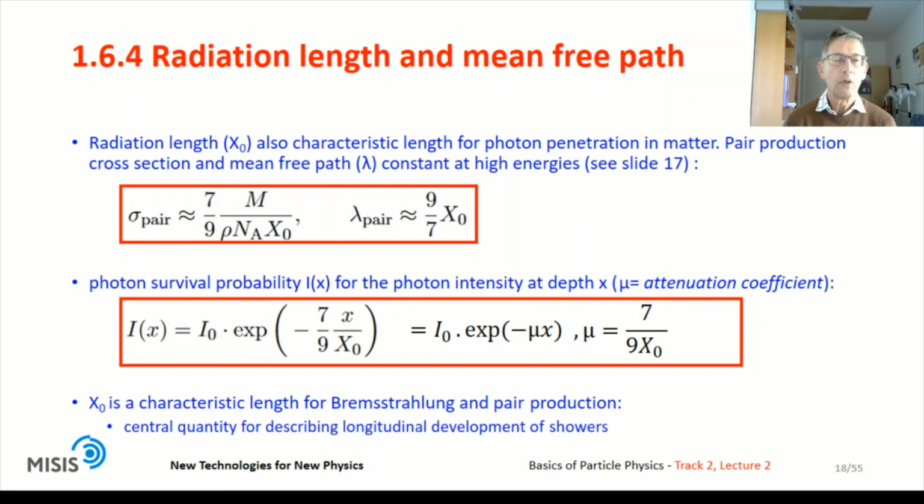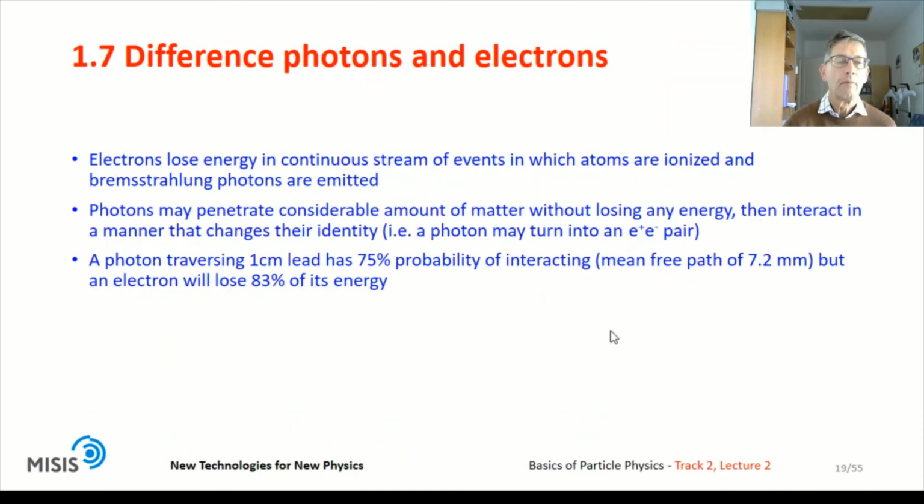And therefore you can work out the photon survival probability at a certain depth. And to make this handy, we have something called the attenuation coefficient, which is inversely proportional to the radiation length. So radiation length is a characteristic length for both bremsstrahlung and pair production. And it's a central quantity for describing the longitudinal development of showers.